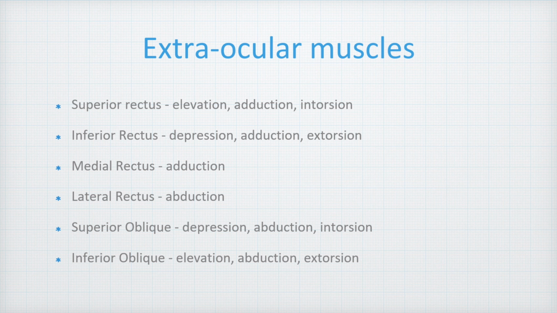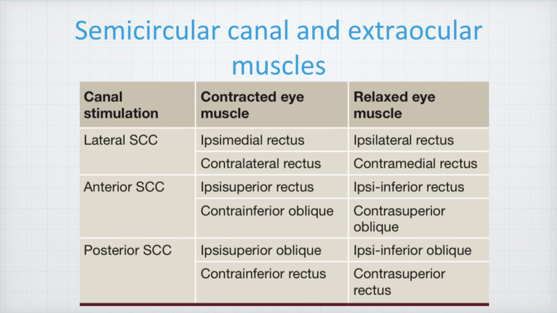And remember, ipsilateral as well as contralateral extraocular muscles act together. So if there is a stimulus of contraction to one muscle of the right eye, there will be a stimulus of contraction to another muscle in the left eye as well. So let's understand how the extraocular muscles are stimulated by the different semicircular canals. So let's start with the lateral semicircular canal.